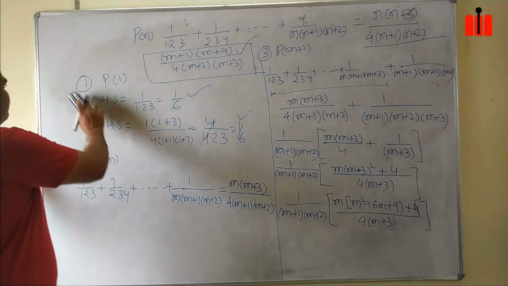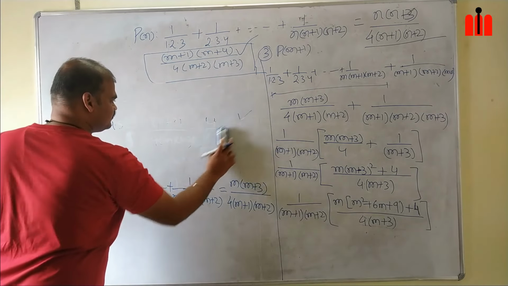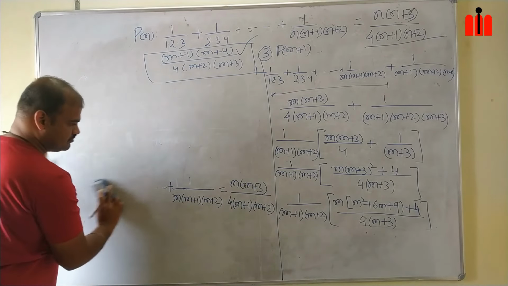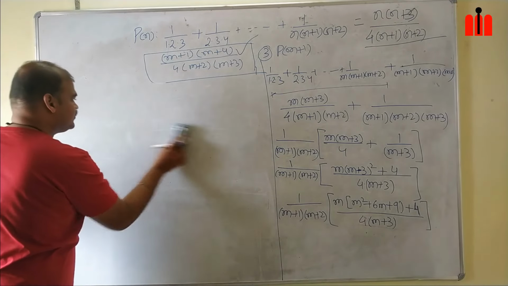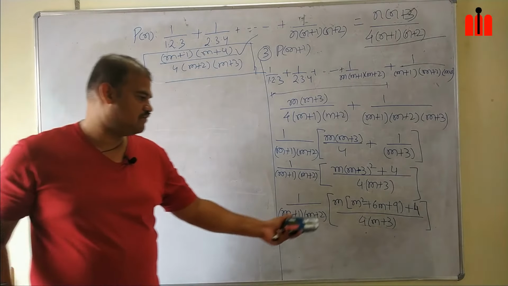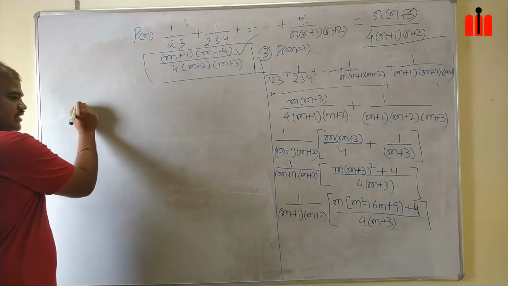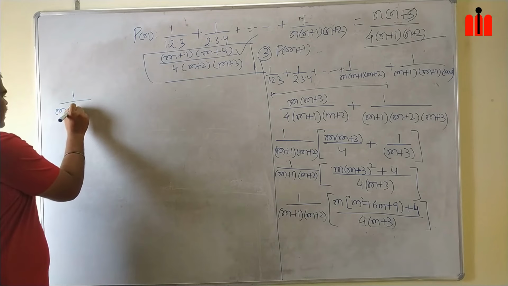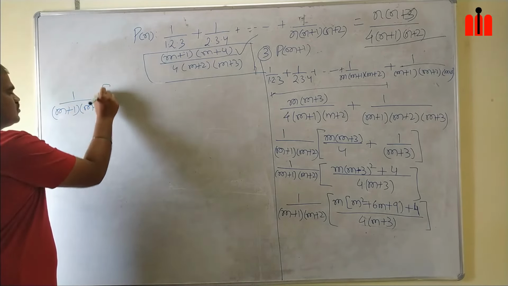Now I will use this side of the board. So now you multiply this m inside. Once you multiply that, you will get 1 by m plus 1, m plus 2, which is common.